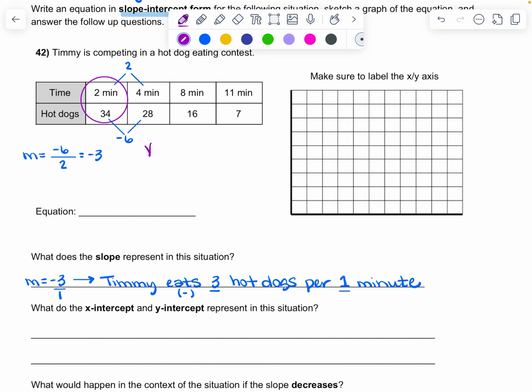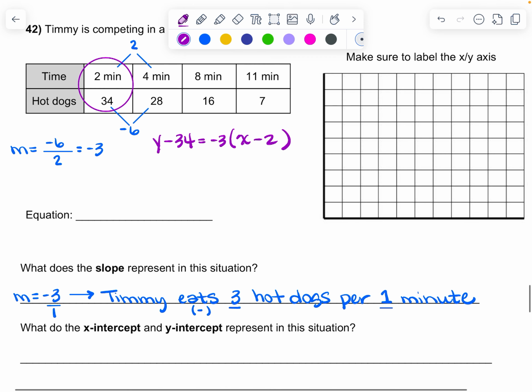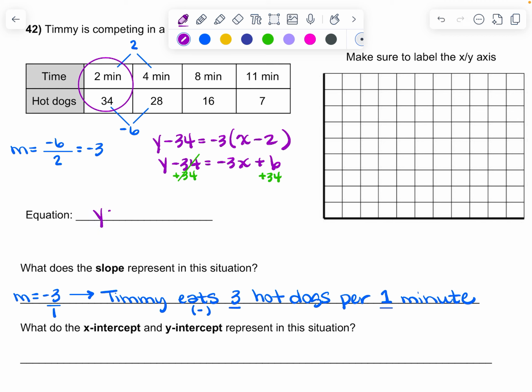I'm just going to pick a point. Let's say this first guy, and I'm just going to do point slope. So y minus 34 equals our slope of negative 3 times x minus 2. And then just convert that into slope-intercept form, right? So we distribute and then move the constant over. It's the same steps every single time. It's just kind of like a broken record, right? I'm going to go ahead and just write that equation down here. y equals negative 3x plus 40.